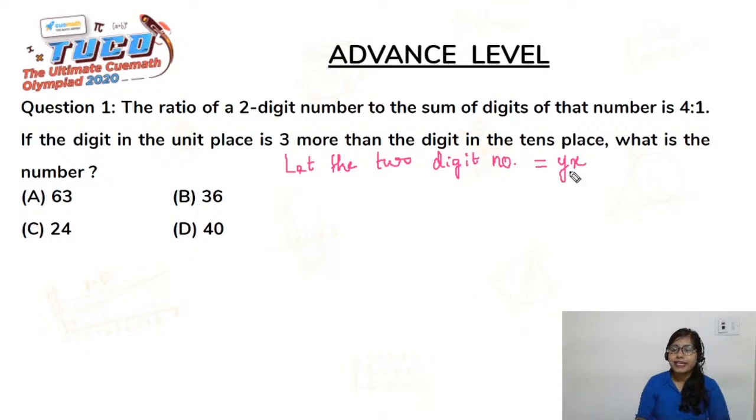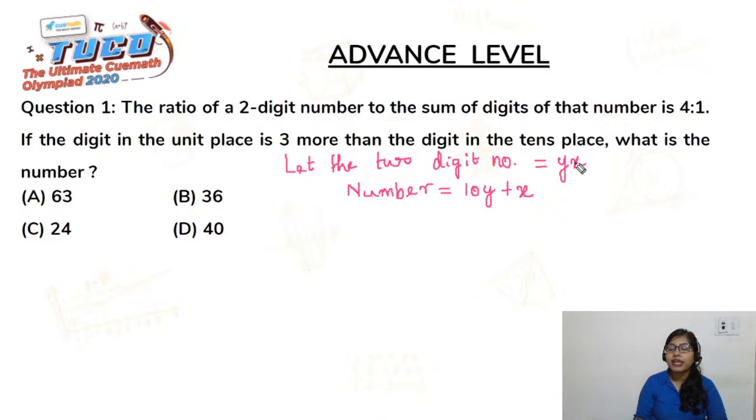And from here, what could we say? That y is the tens place digit and x is the ones place digit. Okay. And the ratio of a two-digit number to the sum of its digit, right? So from here, first of all, how do we represent this number? We know that this number could be represented as 10 times of y plus x. This is how we represent a number.